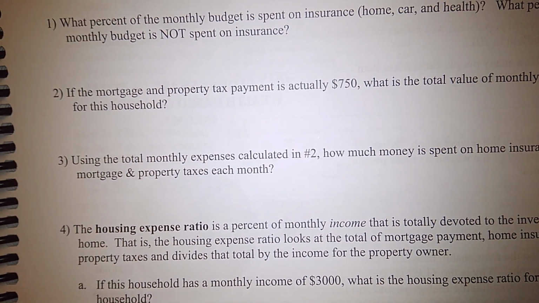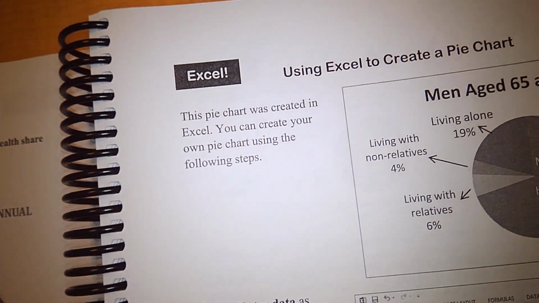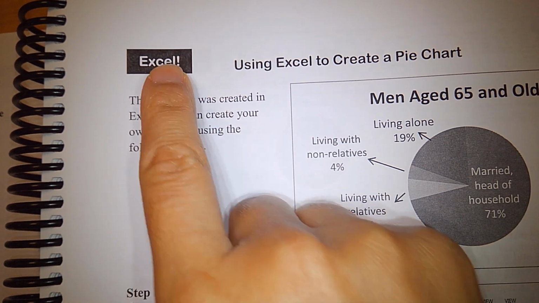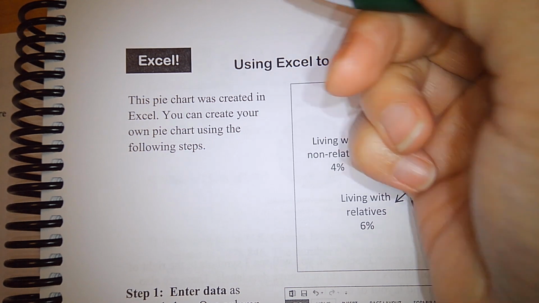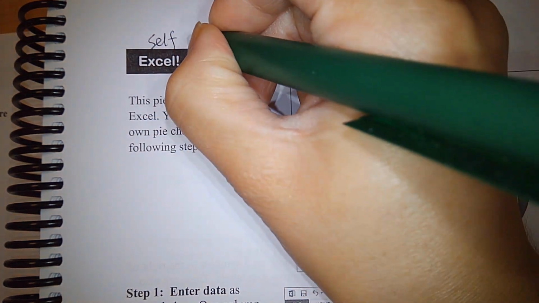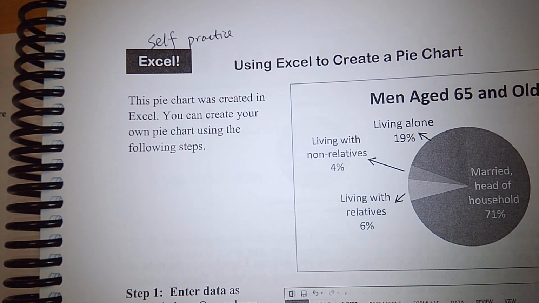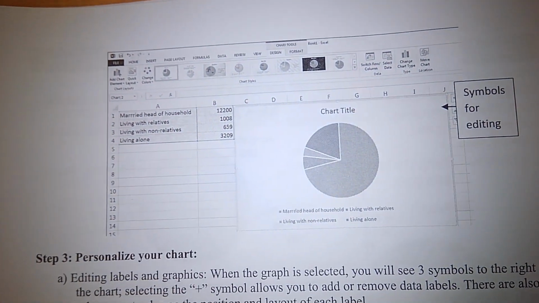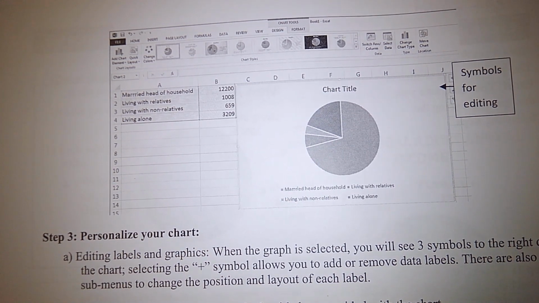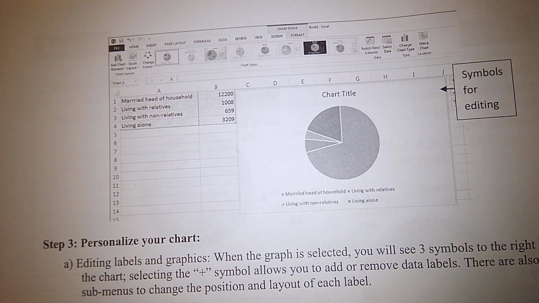Now let's turn to page 51. The Excel part is about how to create a pie chart. This is also self-practice. Page 51, self-practice. Page 52 is still the Excel part, so self-practice, the entire page 52, self-practice.